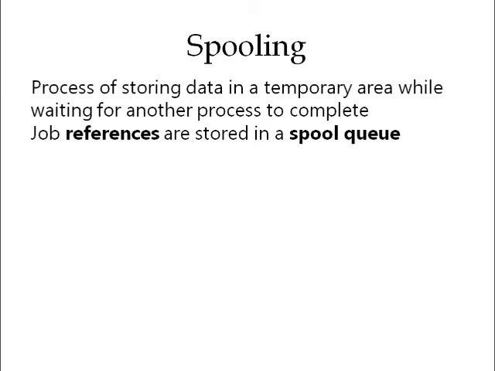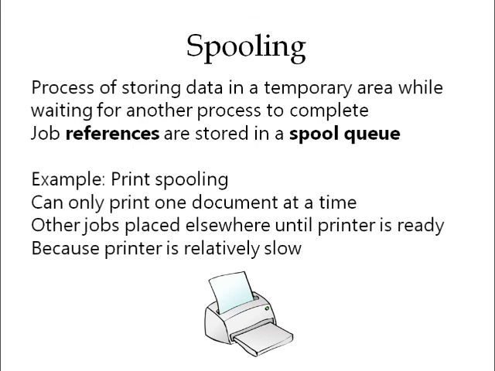Spooling is another memory management technique. Job references are stored in a spool queue while waiting for other processes to complete. A common example you should remember is print spooling. The processor can do other tasks while the slow process of printing finishes. When the printer is ready for the next document, the printer will send an interrupt, and the processor will assign the correct job to the printer using the spool queue.